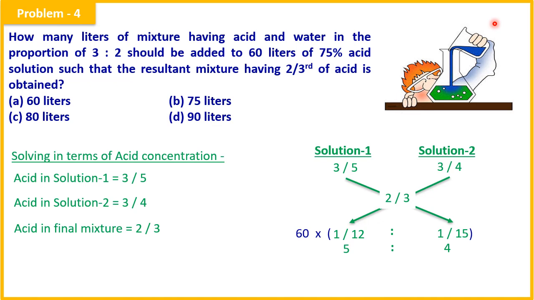Now here it is mentioned that the second solution is 60 liters, right? And you need to find out the quantity of first solution. So 4 parts correspond to 60 liters. It means 1 part will correspond to 15 liters. Now the question is 5 parts will correspond to how many liters? That should be equal to 75 liters. Option B.